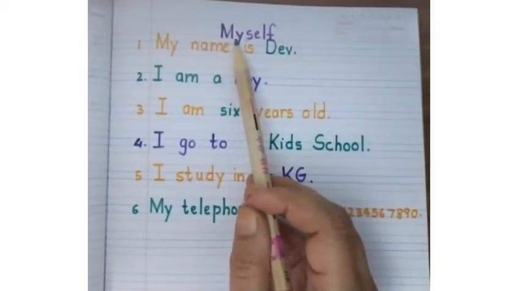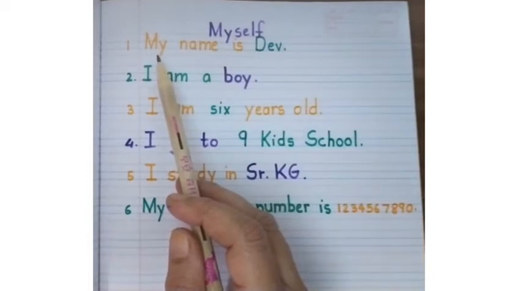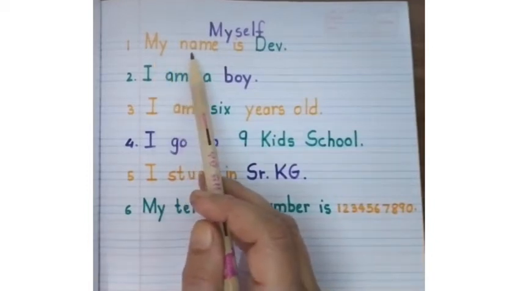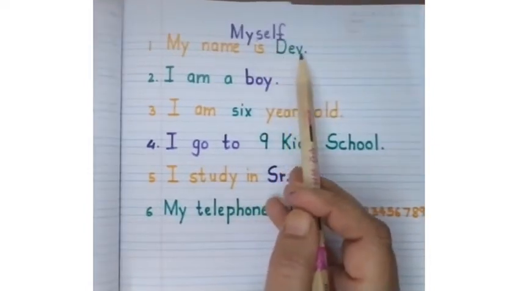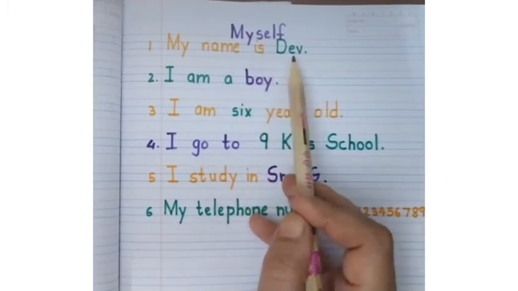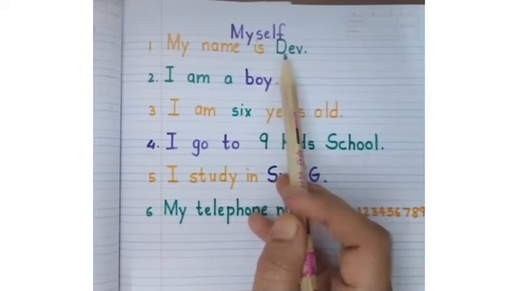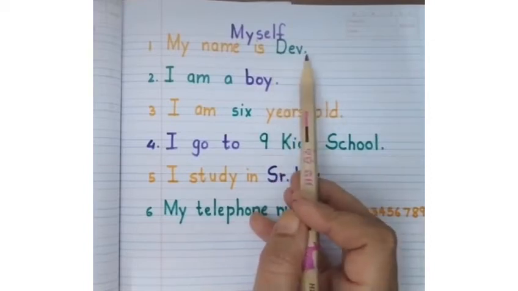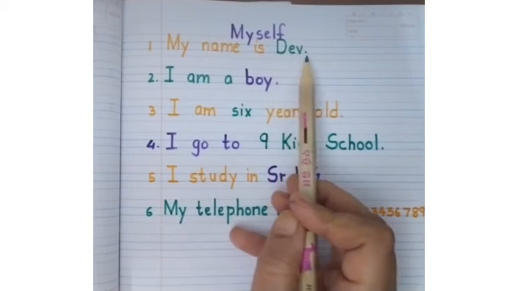Let's read myself about Dev. The first sentence. My name is DEV. Dev. My name is Dev. The first letter of your name should always be in capital. After that, when you end the sentence, put a full stop. My name is Dev. Full stop.